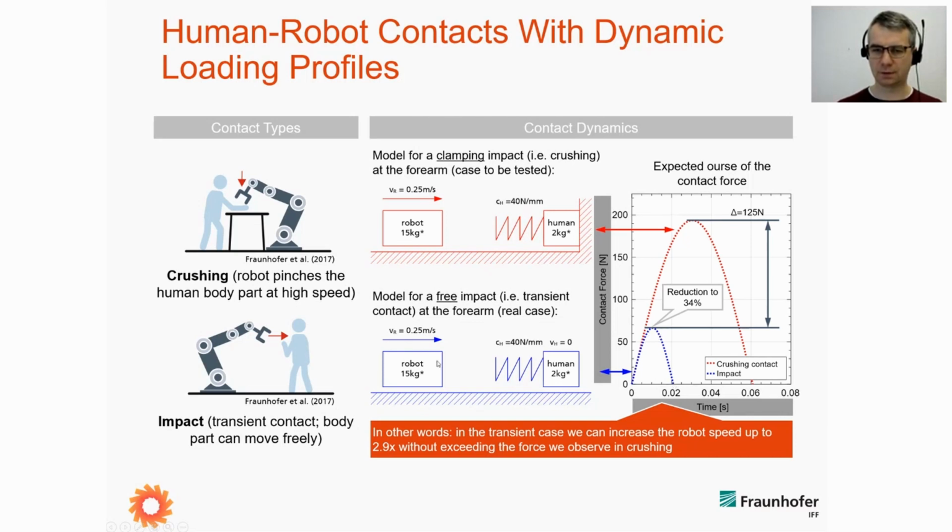blue curve. So we have exactly the same states from the robot, but just a different condition, and of course, it's obvious we will receive a different force. What we can see is that the force is reduced by 43%, and this directly translates into a robot speed which can be increased by 2.9 times. And then we still do not exceed the force we observe in crushing. So both contact types have significantly different dynamics. Okay, that's just as background information.